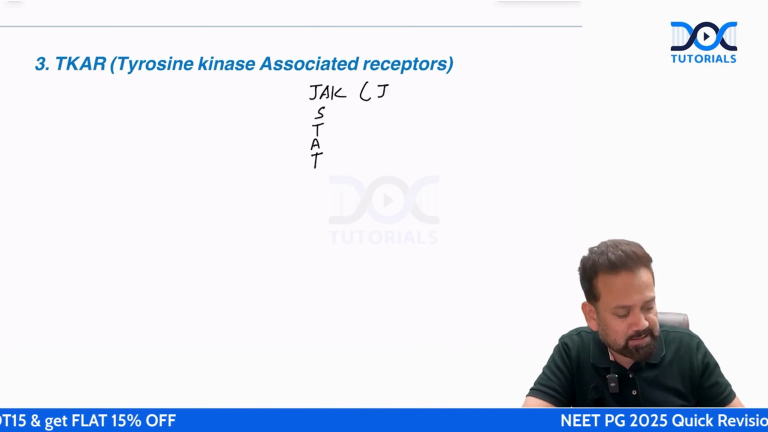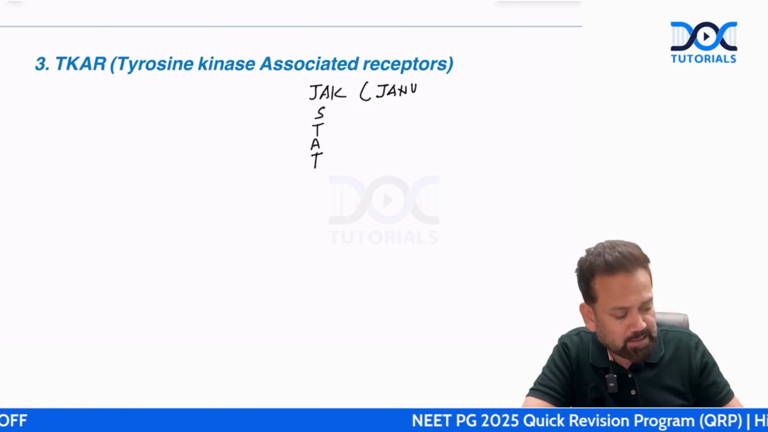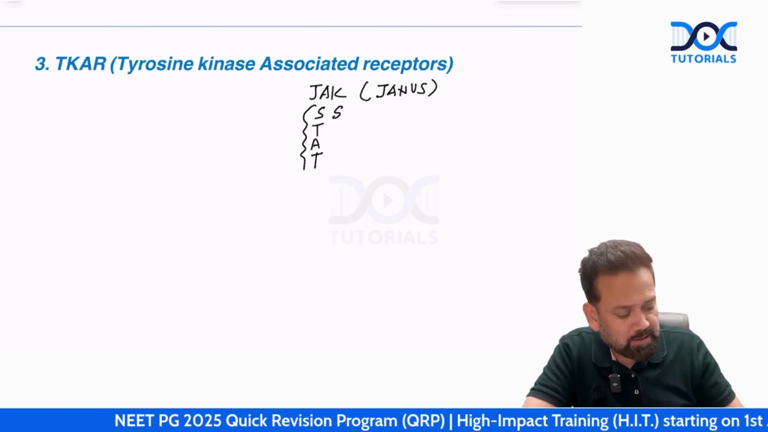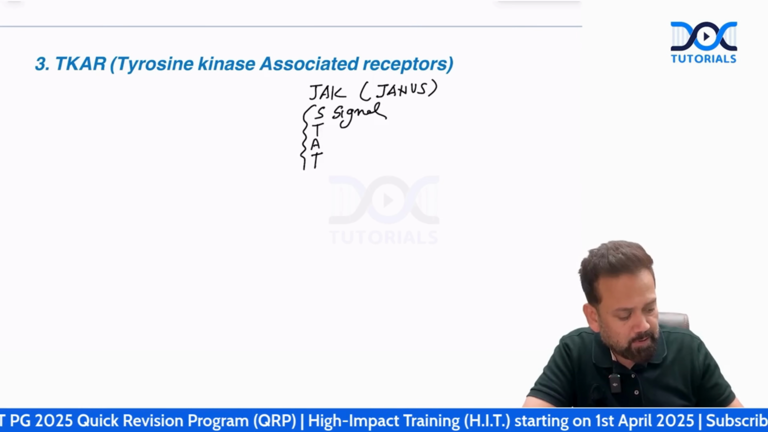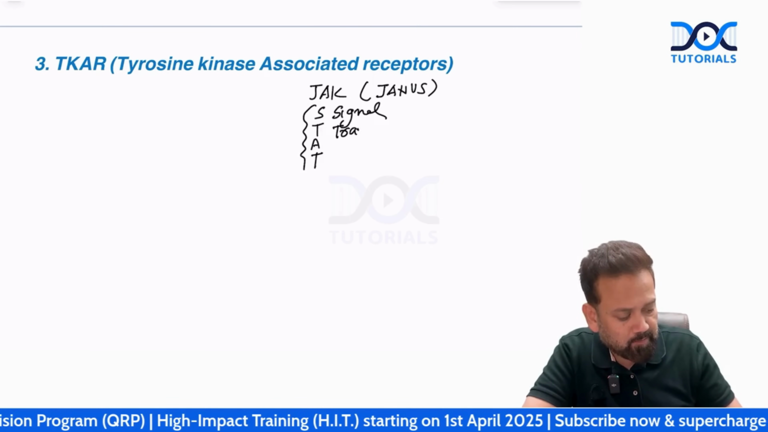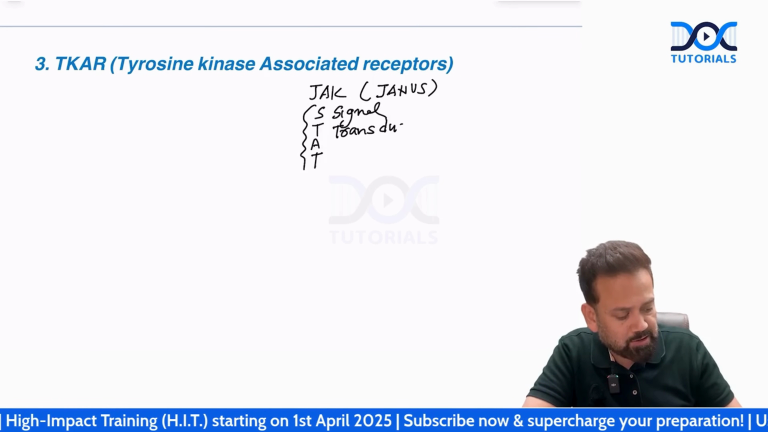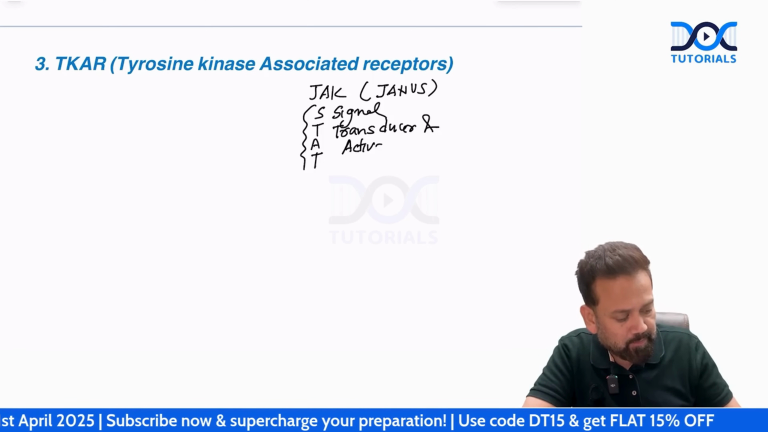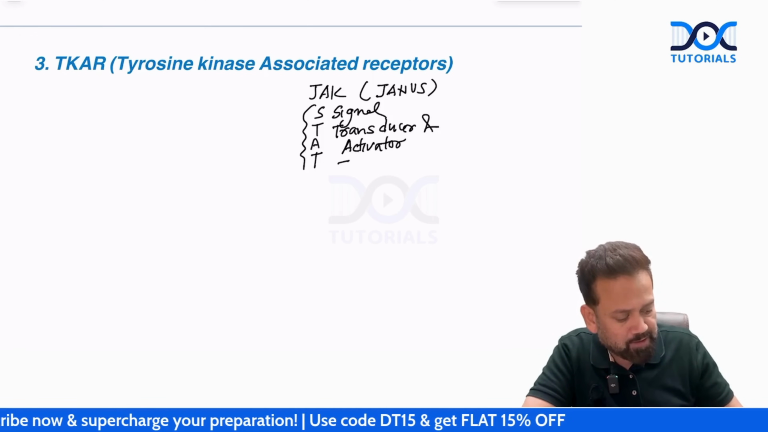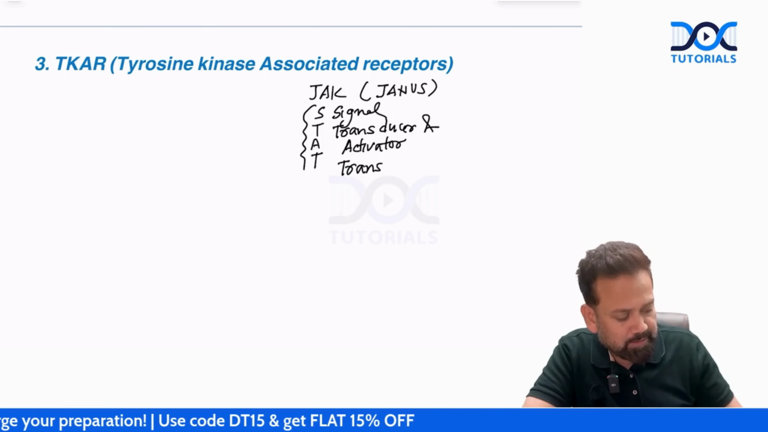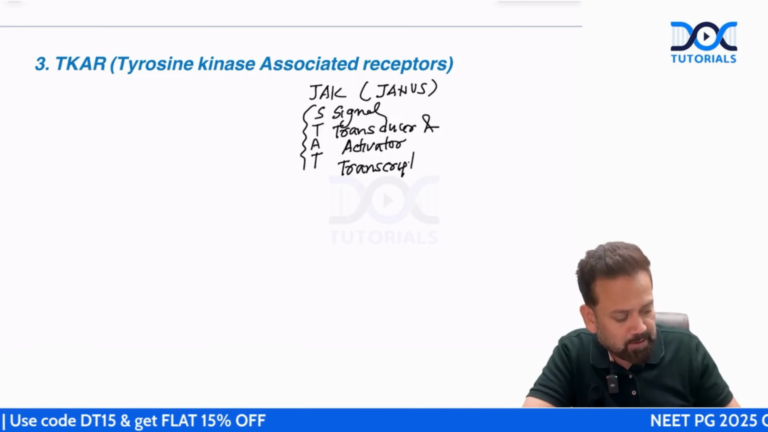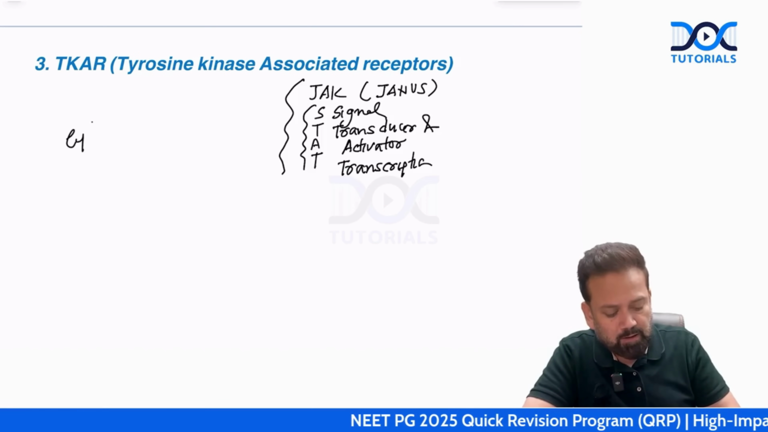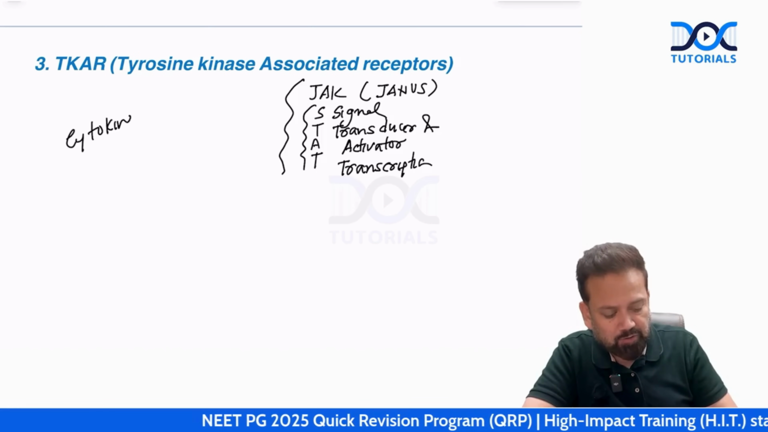JAK is Janus kinase and STAT is signal transducer and activator of transcription. They will activate transcription. It is called JAK-STAT. Okay, cytokines act on these receptors. Cytokines like interleukins act on this receptor.